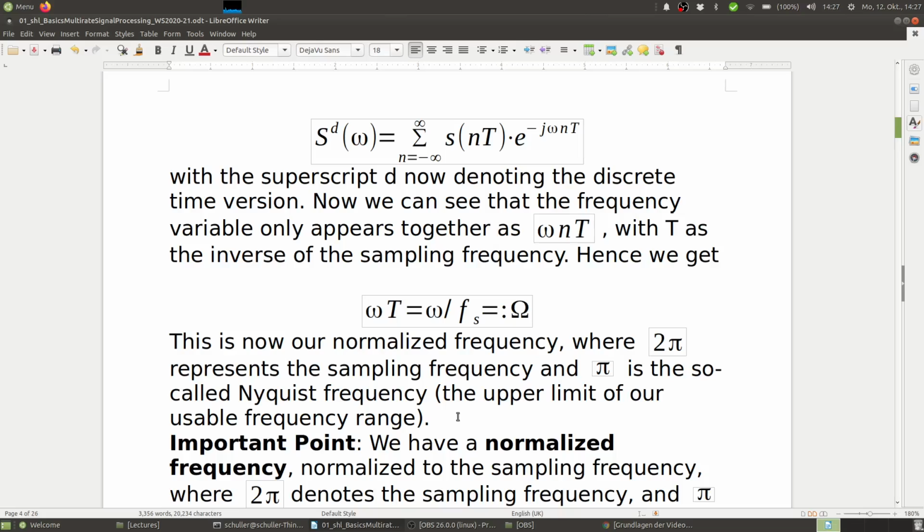So assume we have a sampling rate of 48,000 samples per second, right? Then our omega for this sampling frequency would be 48,000 times 2 pi, and then we divide it by 48,000, and the result is 2 pi. Half of it is pi, and that corresponds in the before sampled version to half of 48,000, so that would be 24,000. And this 24,000 hertz is also the upper limit of our usable frequency range.